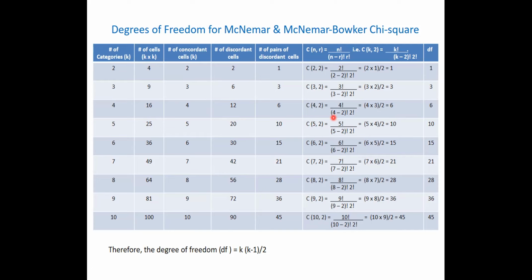If you have 5 categories, how many ways can you pair them? It is 10. If you have categories A, B, C, D, E, it is going to be A and B, A and C, A and D, A and E, that's 4. Then B and C, B and D, B and E, C and D, C and E, and D and E. It's 10. It's like that.